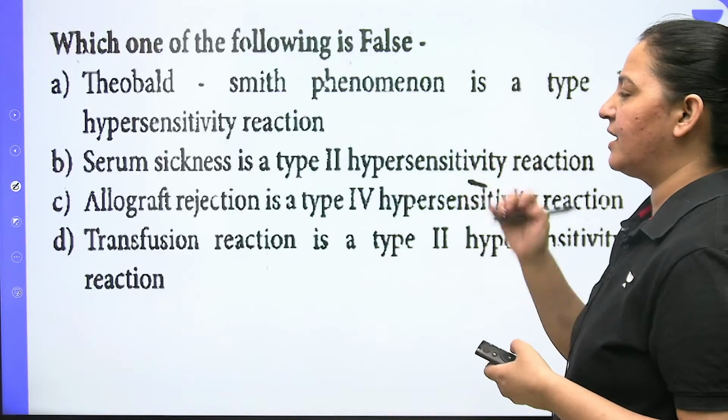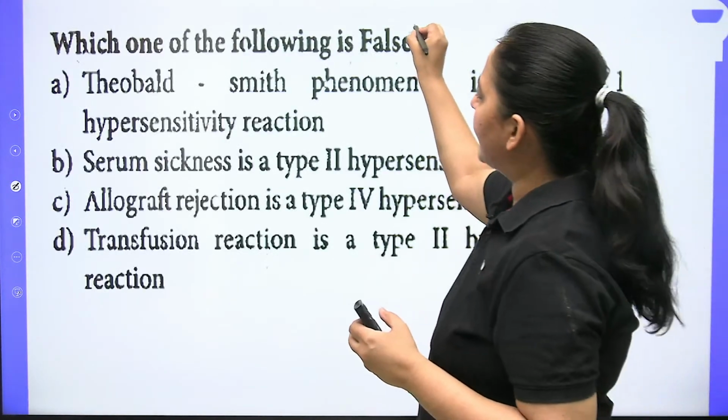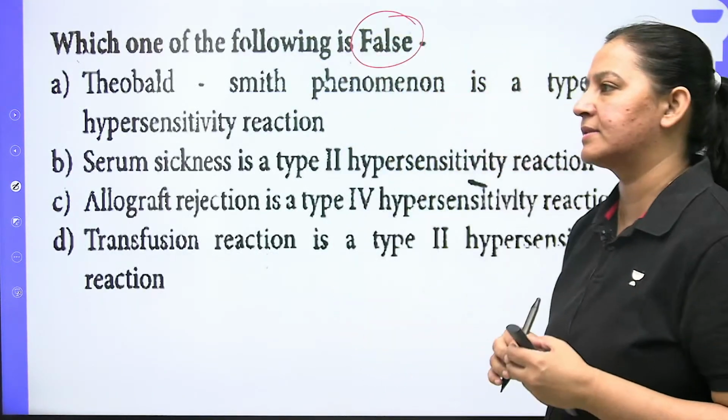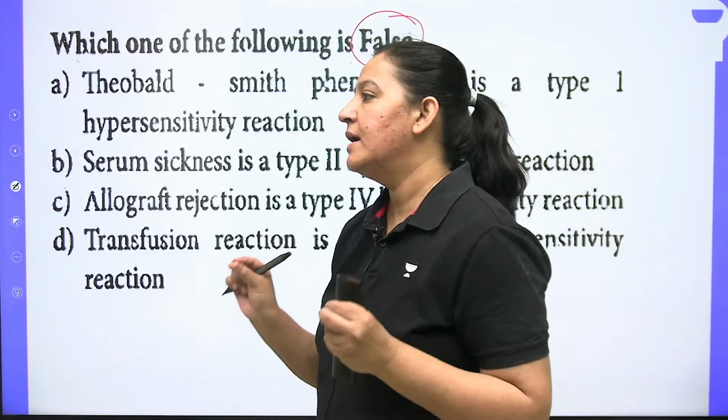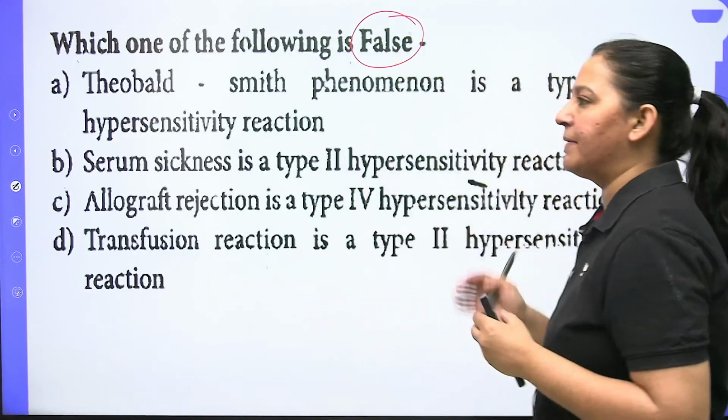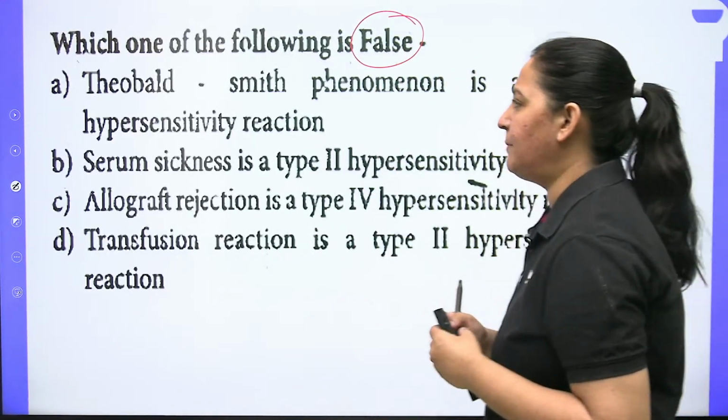Coming on the next question. The next question is in front of you. Which of the following is false? See all the pairs. You can see the multiple pairs here. Tell me which pair is false. Read the pairs. I'm giving you time. So tell me what is the correct answer.